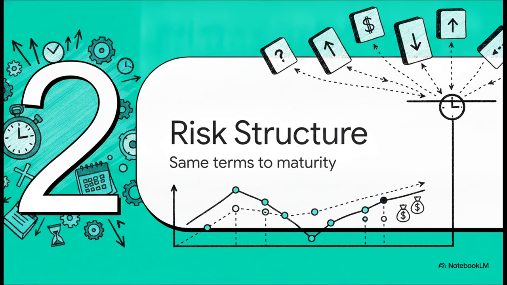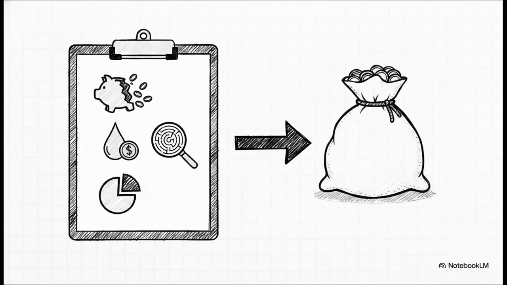Section 2. Risk structure. Same maturities. Okay, if we look exclusively at bonds with the exact same maturity date, why do they pay out differently? The answer boils down to four key invisible factors that dictate a bond's interest rate in the present moment. We're looking at default risk, liquidity, administration or information costs, and taxation.